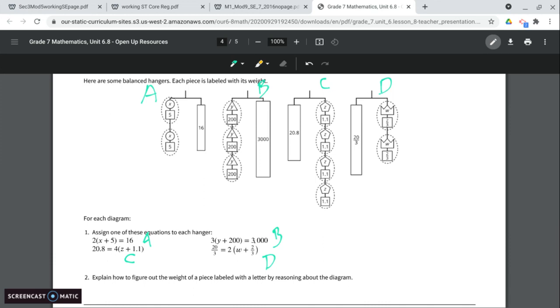For number 2, explain how to figure out the weight of a piece labeled with a letter by reasoning about the diagram. So basically we can split, okay, this much would go to this portion would go to this together, split that in half, we'd be able to reason about it. Same thing, reason that this is going to have 3 groups, this is going to have 4 groups, and then 2 groups.